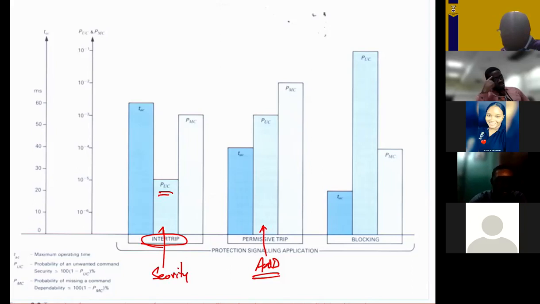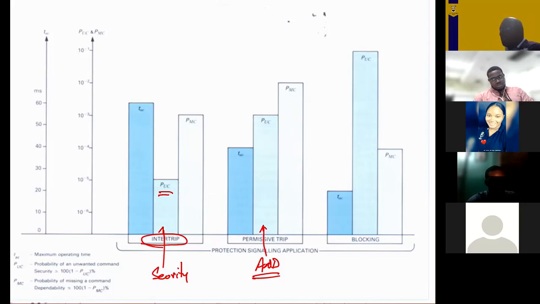Sir, I'm a little confused. So these are not stating the likelihood of an unwanted command occurring. It's stating how much they can tolerate an unwanted command occurring. All right. What it is showing us is that your intertrip operates with a communication system with a much higher security than that of the blocking. So you require higher security for an intertrip scheme when compared to a blocking scheme. Oh, okay, I understand now, sir.